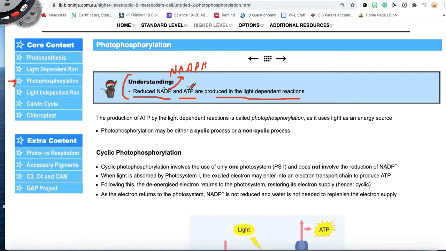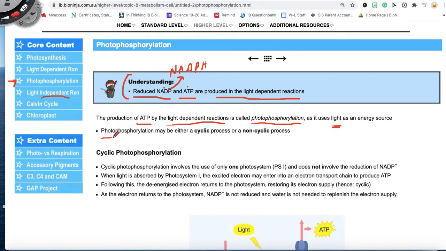And ADP gets photophosphorylated. So then these two molecules here are going to be used in the light independent reaction later to produce glucose, which is what the plant is trying to do first and foremost. So the production of ATP by the light-dependent reactions is called photophosphorylation because it uses light as an energy source.